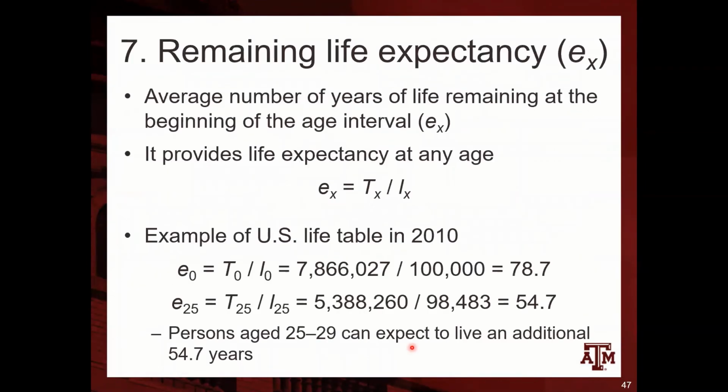finally, the remaining life expectancy: the average number of years of life remaining at the beginning of the age interval. So if someone reaches the beginning of a specific age interval, how many years on average they will live after that? It's here, how many years on average divided by the number of people gives you the average number of years expected to live by those people. Life expectancy at birth is the big T0 divided by the little L0. Life expectancy at 25 is big T25 divided by L25.